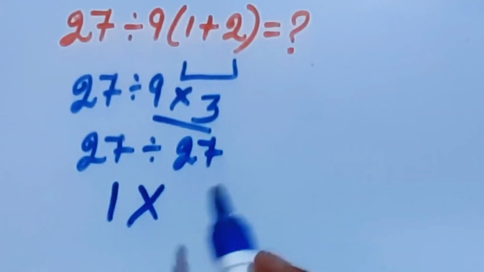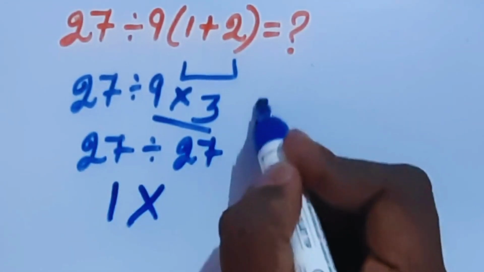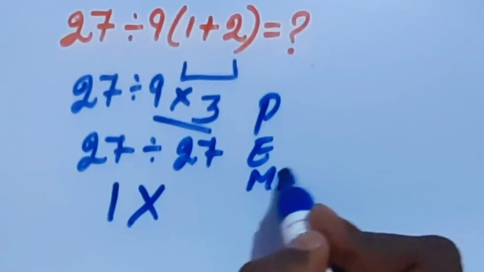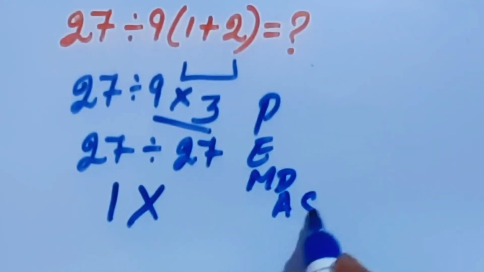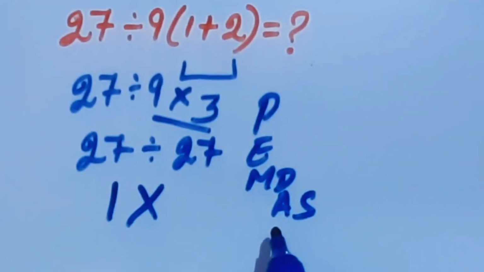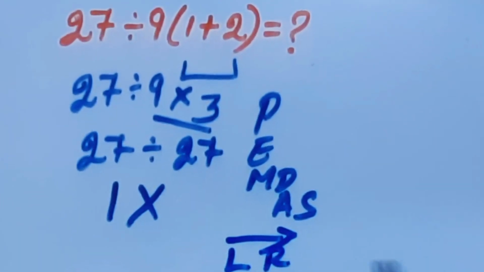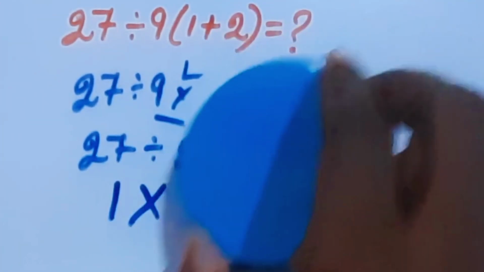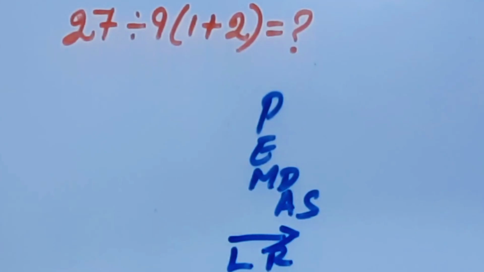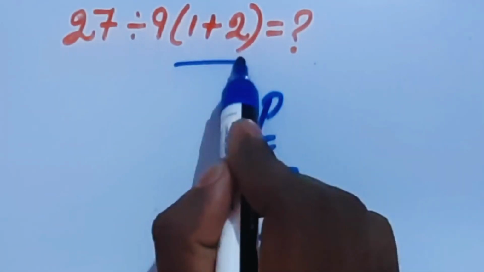This is wrong. As per the order of operations, PEMDAS, multiplication and divisions are the same priority, as well as addition and subtraction are the same priority. We have to do this in left to right order. Now we have to do this bracket first.